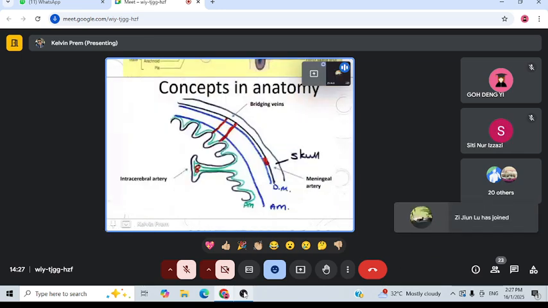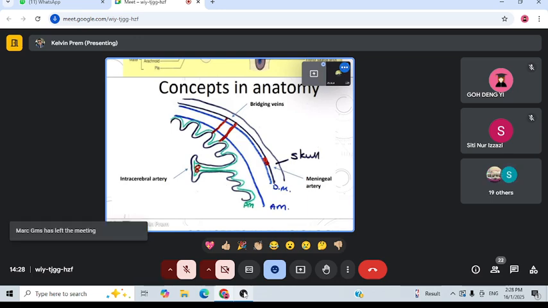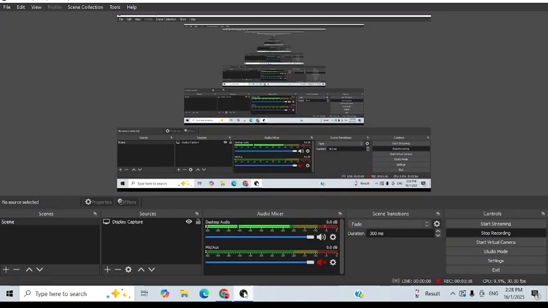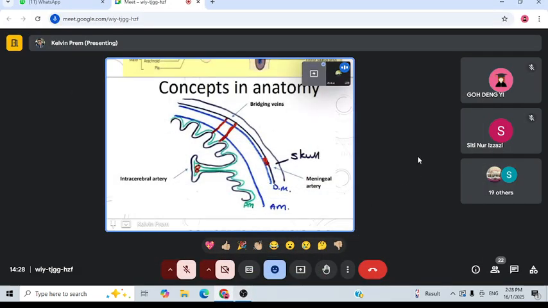As you look at the skull itself, it's lined by intracerebral arteries, and there are also arteries outside the skull layer. In between both these arteries, there are bridging veins. So all these structures, when a head injury occurs, are at risk of damage, whether the damage occurs intracerebrally or outside. When there's a skull fracture, it damages the middle meningeal artery.